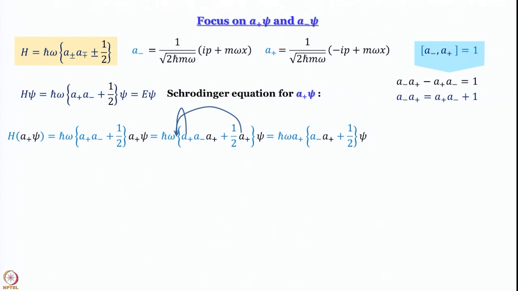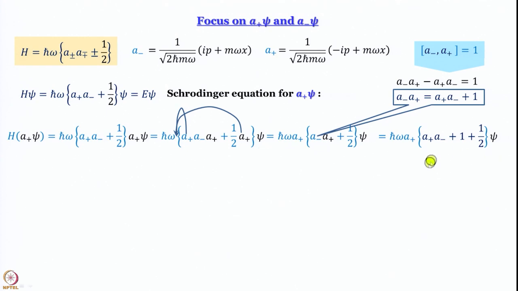Next step should be very obvious. I have to take this and I plug it in there. Why am I doing this? In order to get an expression like that of the Hamiltonian. So, I get h cross omega A plus and inside the bracket I get A plus A minus plus 1 plus half, psi. So, I move the half first so that I have A plus A minus plus half, very much like what is there in the Hamiltonian, and then we will see what to do with this one.